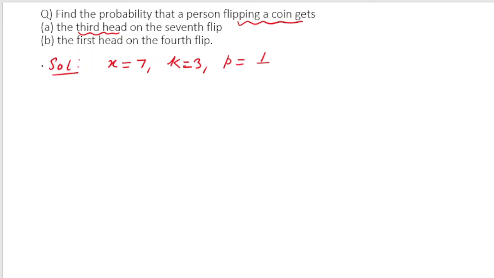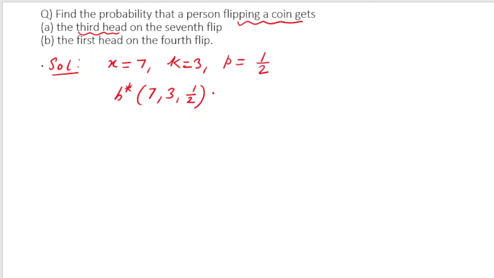It is equal to 1 by 2, because if you toss a coin to get a head, the probability is 1 by 2. So they are basically asking what is the probability of 3 successes in 7 trials. So we write 7 is the number of trials, 3 is the number of successes, and then we write the probability of success 1 by 2.